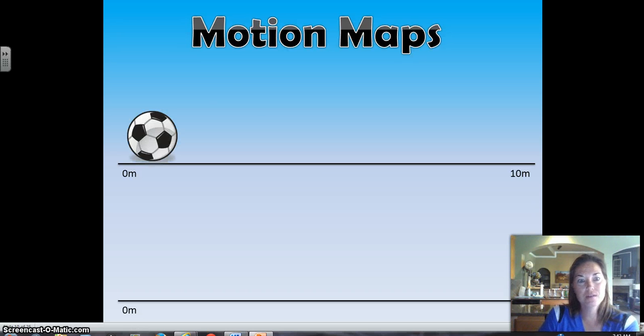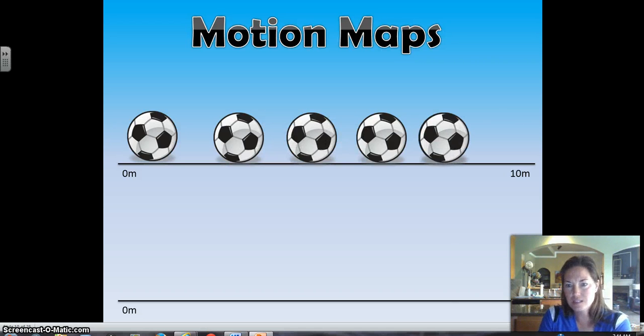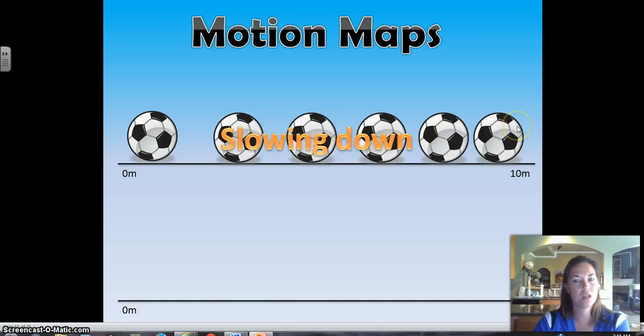We also have some other maps here. We have 1 second, and after another second, the ball doesn't cover as much distance, and the next second it covers even less distance, and even less distance. So the ball starts out by traveling further each second, so it's moving fast, and then it covers less distance each second, so it's not traveling as fast. So this would be an object that's slowing down. It starts moving fast because it's covering more distance each second, and then it slows down. It's not covering as much distance each second.